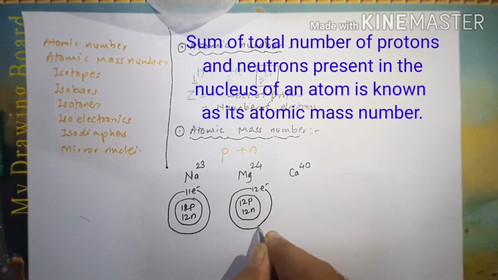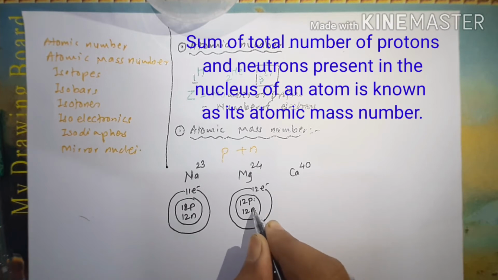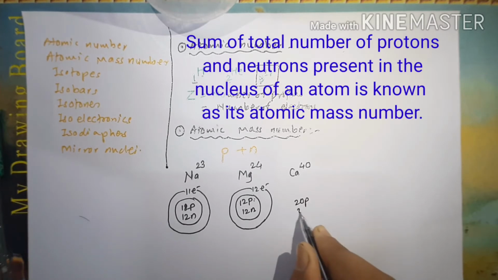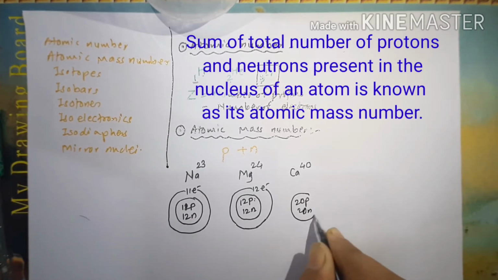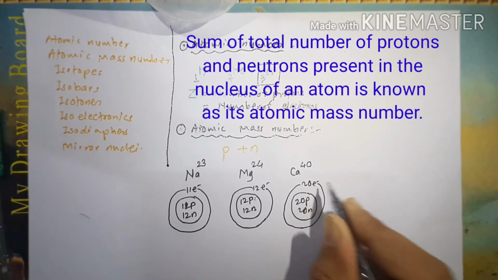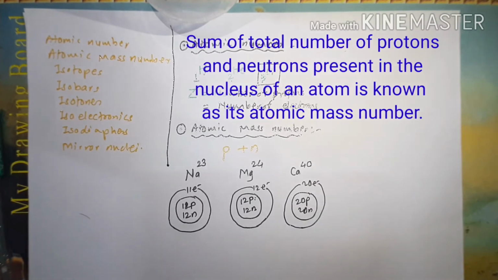You may see here, what is the sum of protons and neutrons? 12 plus 12, 24. That's why atomic mass number is 24. Same here, calcium has 20 protons and 20 neutrons. So in the case of calcium, the sum of protons and neutrons is 40. That's why the atomic mass number for calcium is 40.